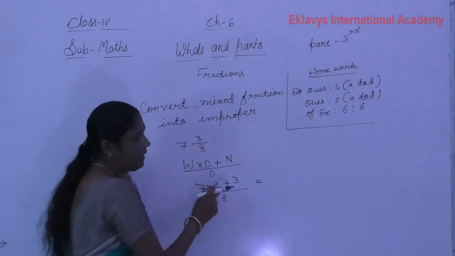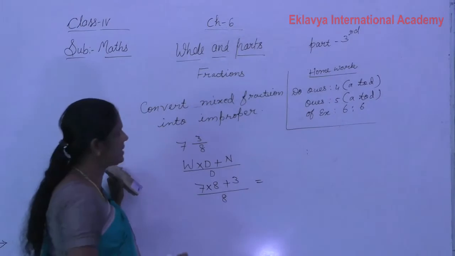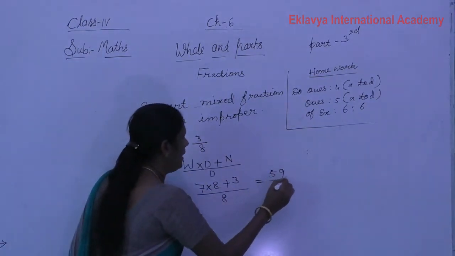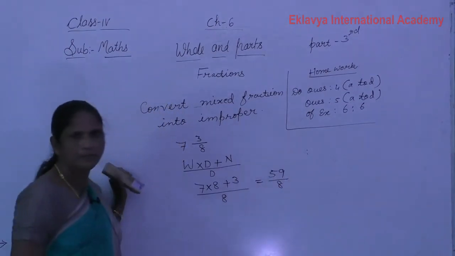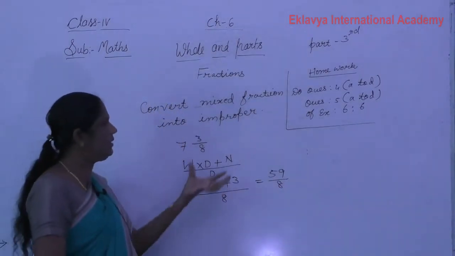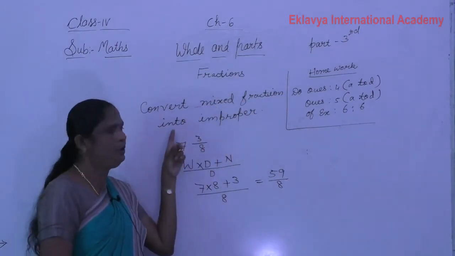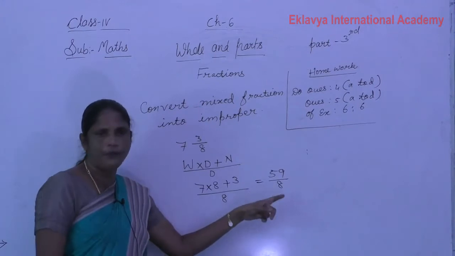Then 7 8s are 56. 56 plus 3 is 59/8. First you understand this. Convert mixed fraction into improper fraction.